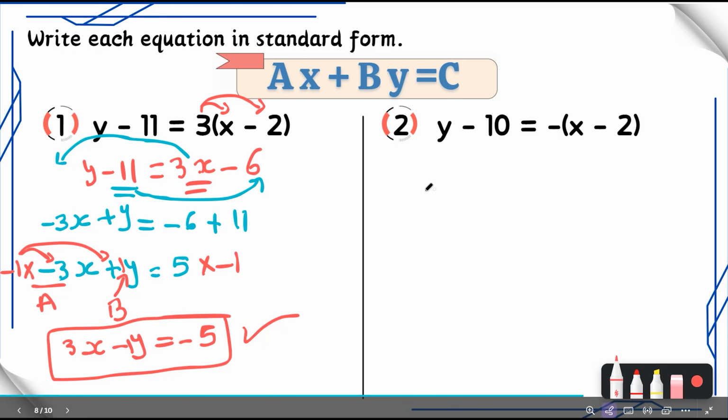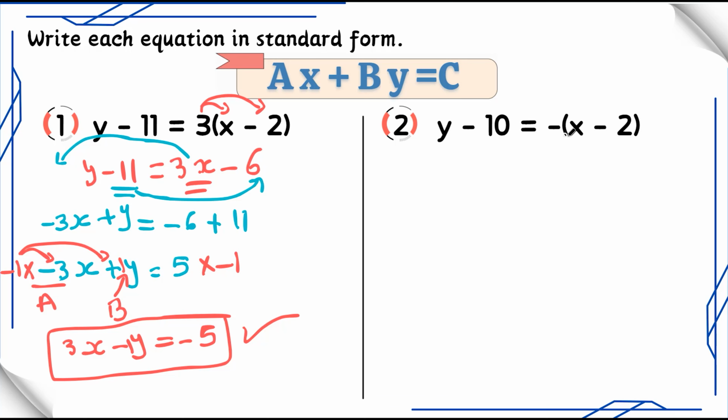correct. Another question: y minus 10 equals negative multiply x minus 2. This negative here means negative 1. You can distribute this negative inside the bracket first. Then we write y minus 10 equals negative positive is negative x, negative negative is positive 2.